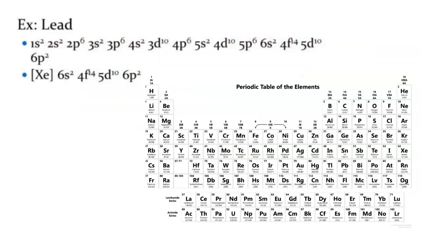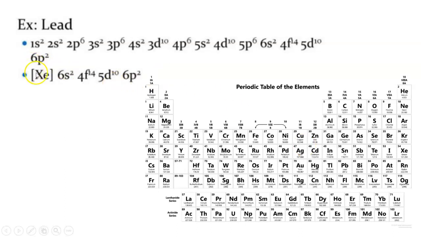All right, so when we're writing some of the lower table configurations, the total configuration can be really long. Now you can use the previous noble gas. These are your noble gases. You can use your previous noble gas to abbreviate the configuration shown below. You just have to finish the configuration from the last noble gas element onward.